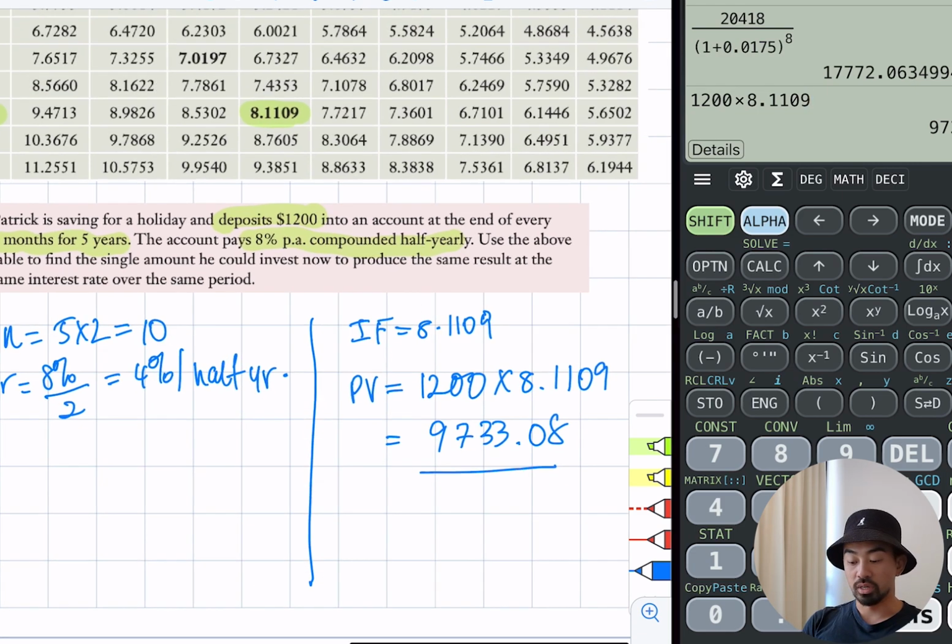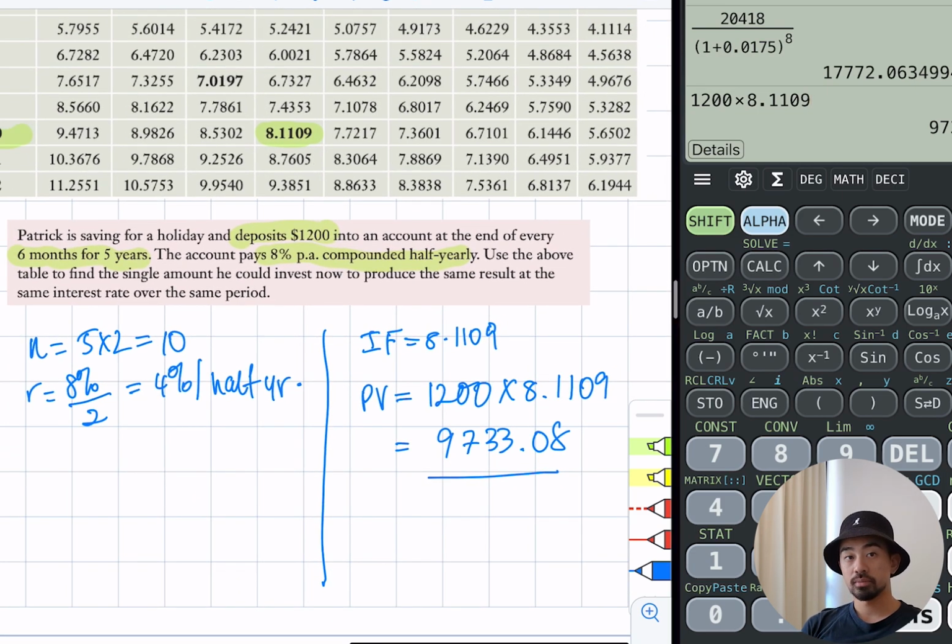Now I want to just make sure here, we actually don't know what the future value is. Without using the table, we don't know how much all the contributions is going to add up to in the end. We can obviously work that out, but for this question, it doesn't require us to do so.